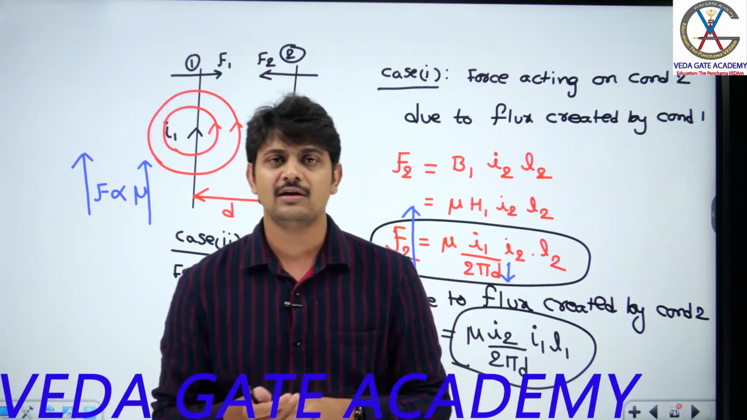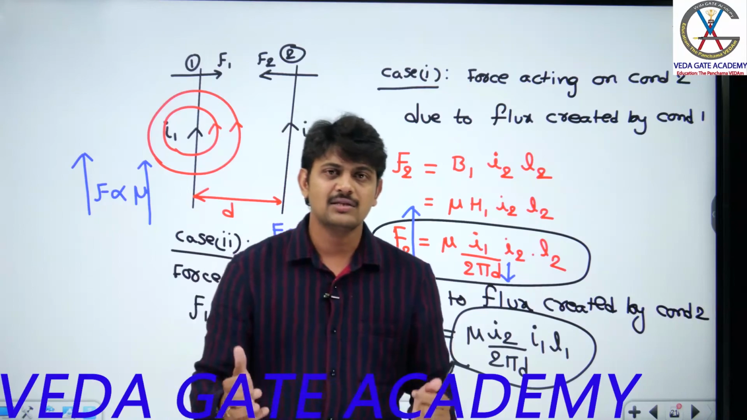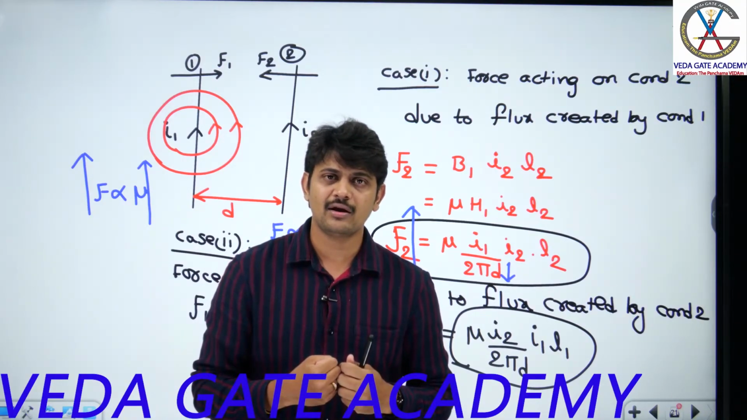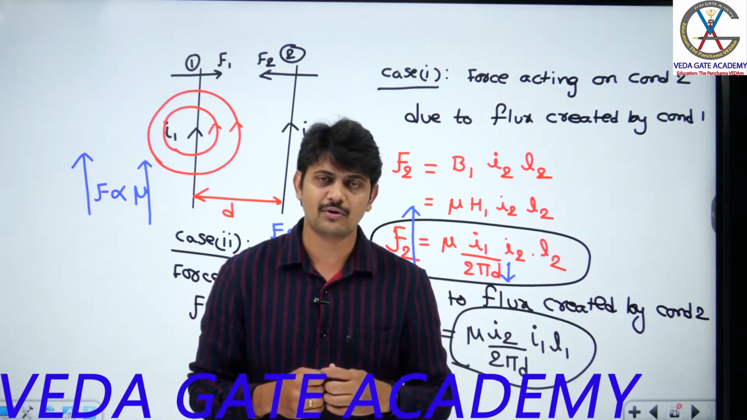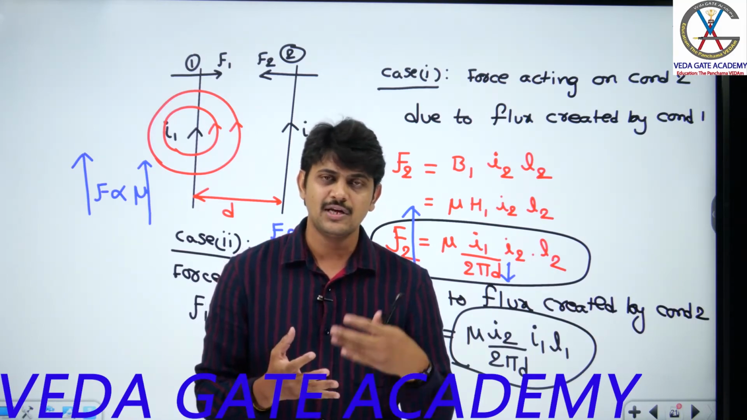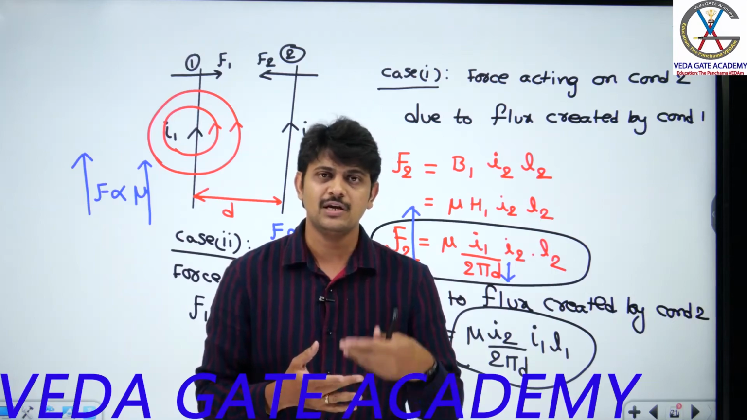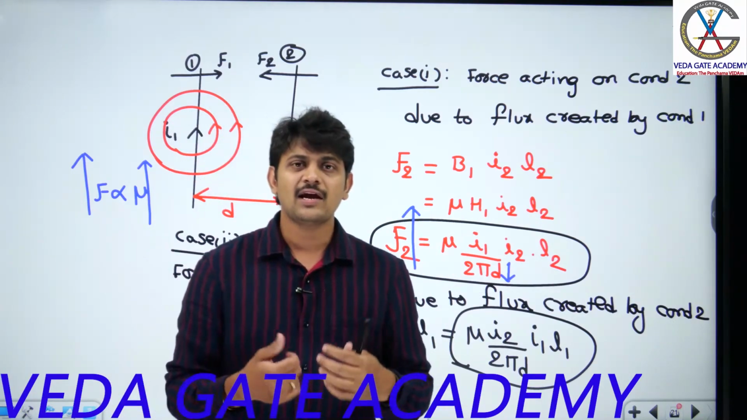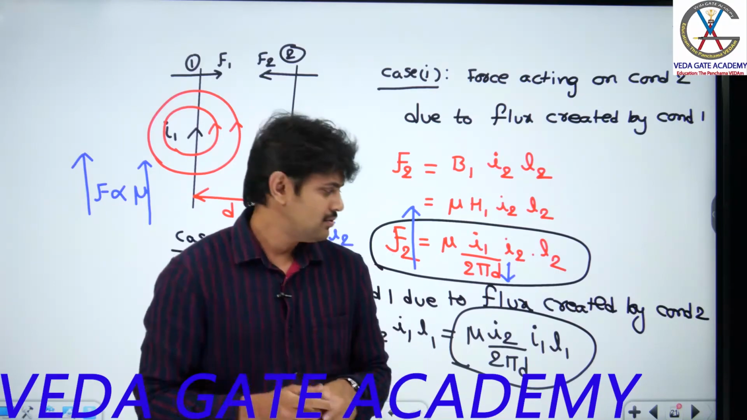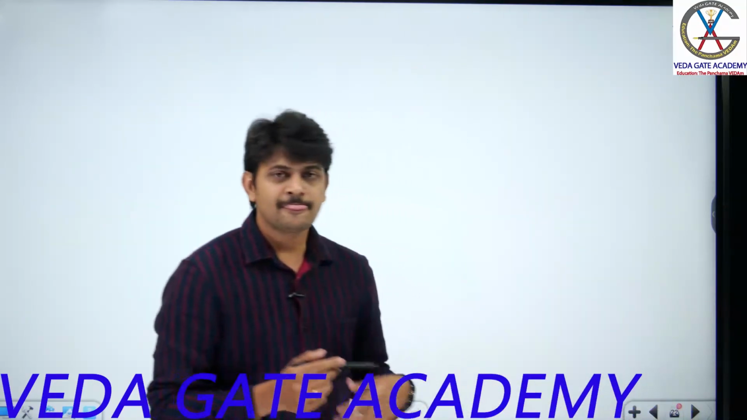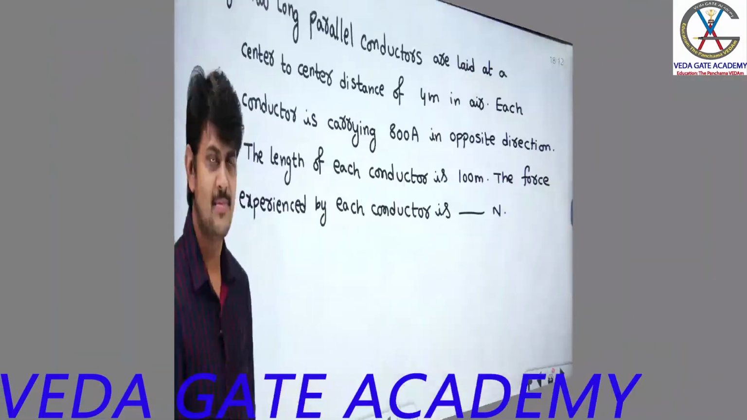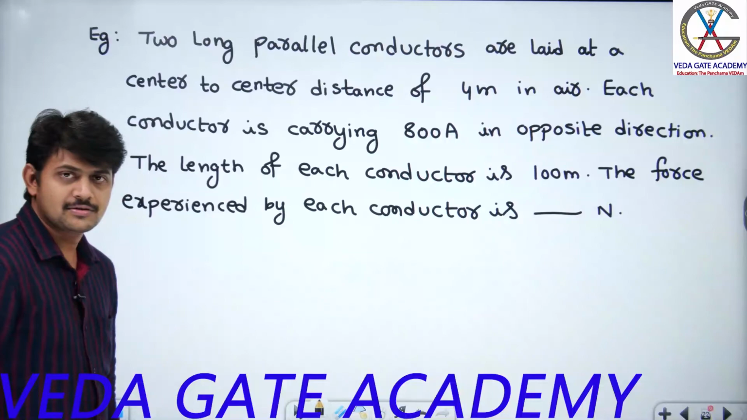So if you summarize the discussion we have made, first we started with Faraday's law of electromagnetic induction. We have seen the different types: dynamically induced EMF, statically induced EMF, self-induced EMF, mutually induced EMF. Followed by that, we have seen the force acting on the conductors. Now we will discuss some problems based on the discussion we have made. So let us read the first question.